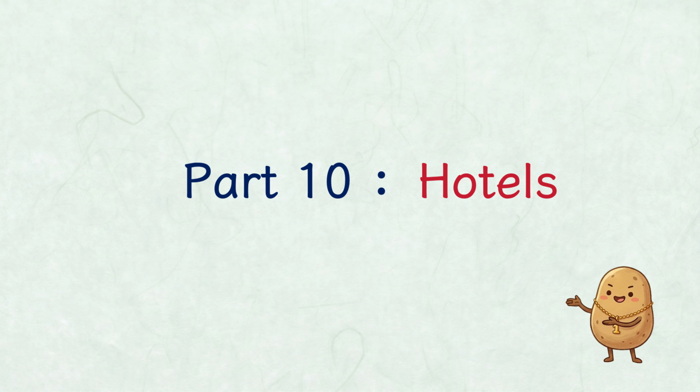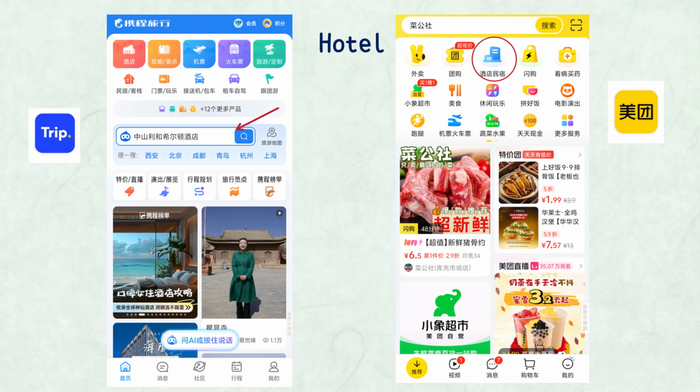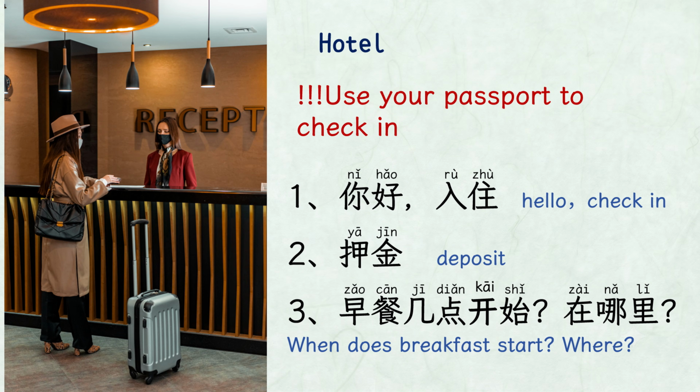Part 10. Hotels. Book hotels via Trips or Meituan. Stick with Trips if you can read Chinese at all. Check-in at the front desk using your passport. Most hotel staff speak very little English, so I will teach you key Chinese sentences for check-in.